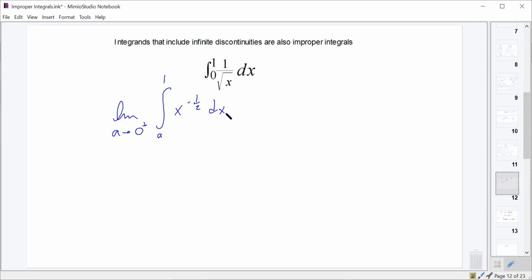Does that make sense to everybody? So we're going to replace the place where we have our infinite discontinuity with a constant, and then make the limit as that constant approaches that x value. And we have to choose the correct side. So if my discontinuity was at 1, we'd have a limit as a approaches 1, and it'd be from the left because we'd be doing 0 to 1. Does that make sense to everyone?